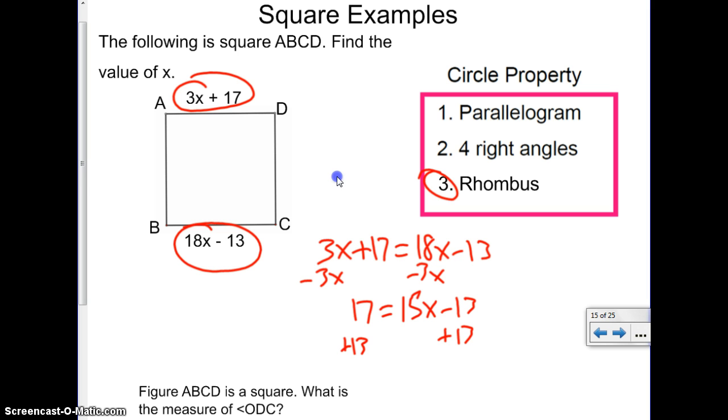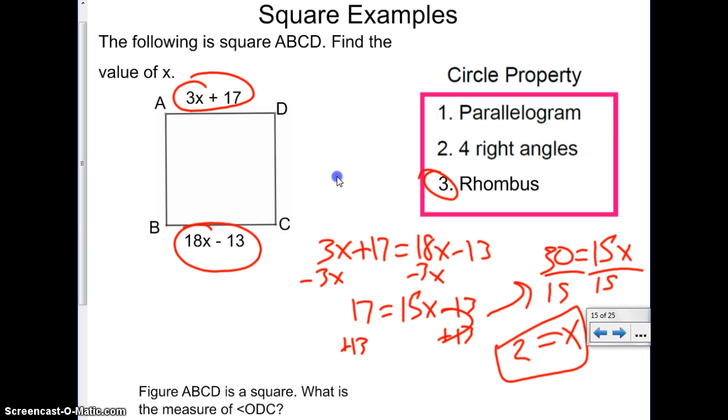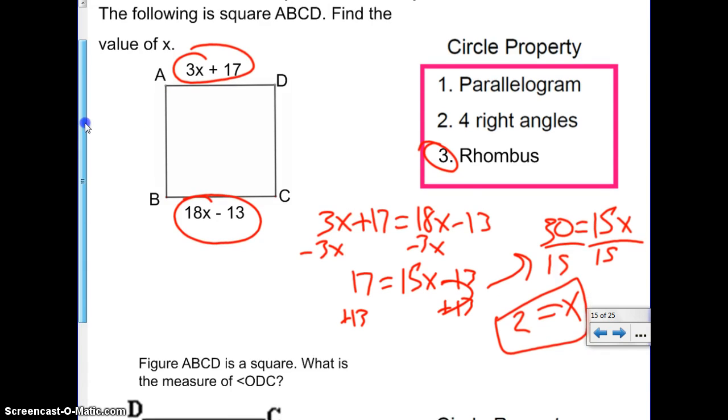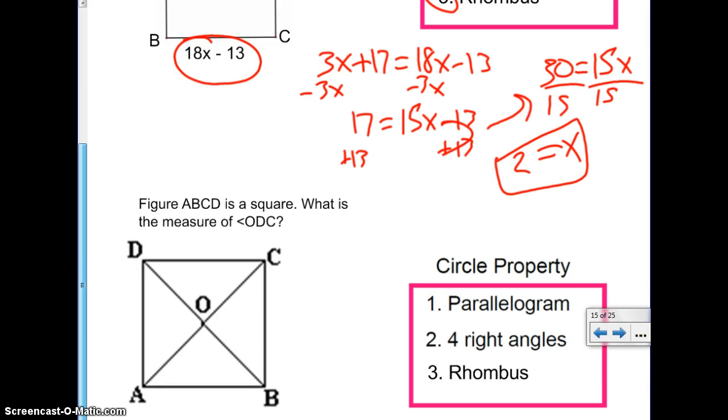So I'm going to go ahead and try to get the x by itself. When you add 13 on both sides, you're going to get 30 equals 15x. Divide by 15, and you get x equals 2. So now you can kind of see why a square is the way it is, because it dates back to our rhombus properties. So that's one way you can see a problem. The second way is right here.